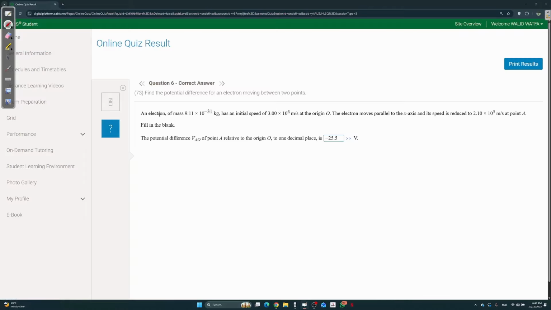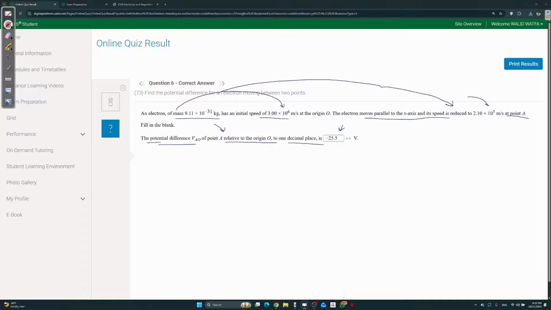Anyways, an electron of mass this has an initial speed of this. The electron moves parallel to the x-axis and its speed is reduced to this at point A. The potential difference VAO of point A, relative to the origin O, to 1 decimal place is what? Now this is actually very easy once you think about it. They gave you the mass and the velocity, and then the final velocity. Well, they're asking you to find the potential difference.